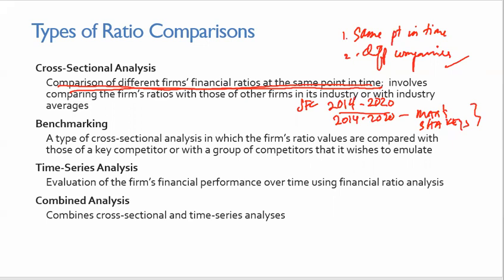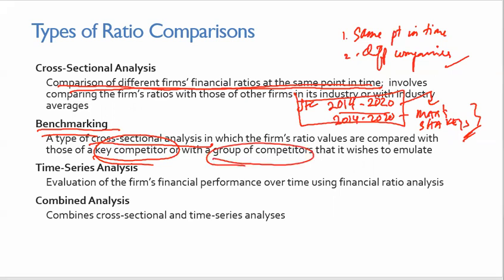So the analysis now is whether Jollibee's numbers are better or worse than its benchmarks, its other firms within the same industry. Okay? Benchmark analysis is a type of cross-sectional analysis. Okay? But you are trying to compare with a key competitor or with a group of competitors. Because here, the idea is all industry participants. That is cross-sectional analysis. Benchmarking is with specific competitors that you want to emulate.